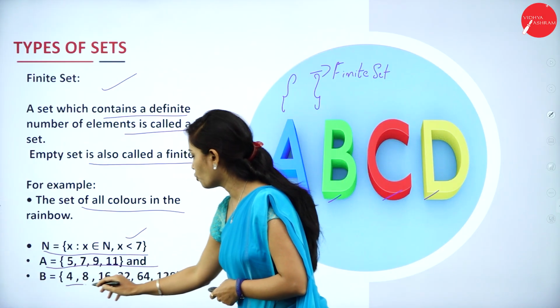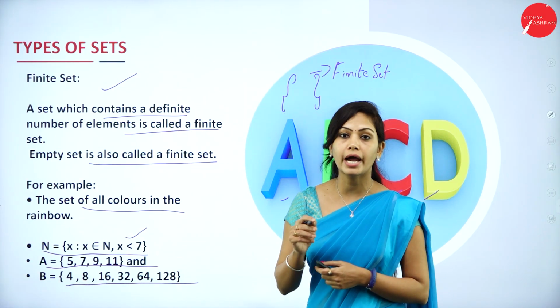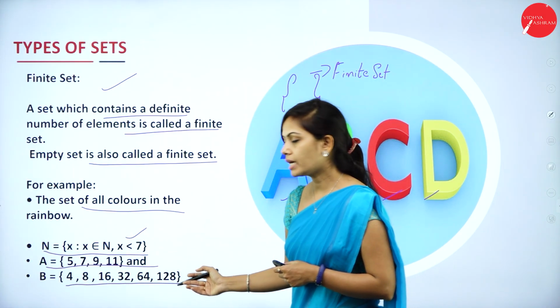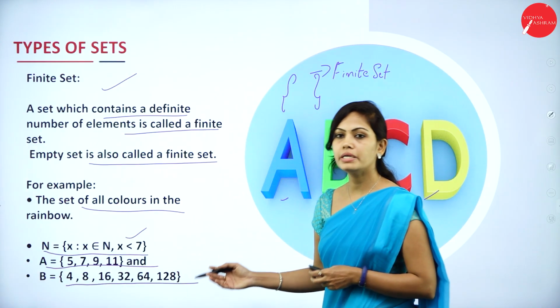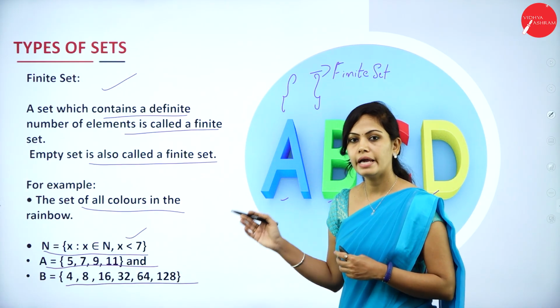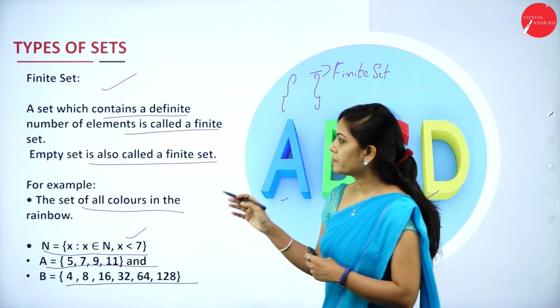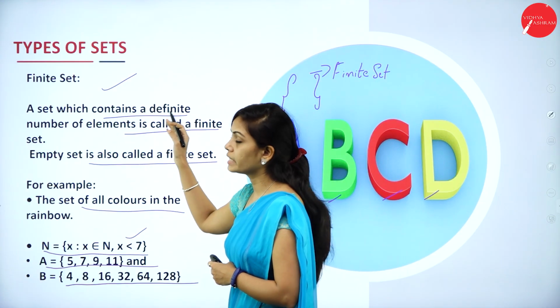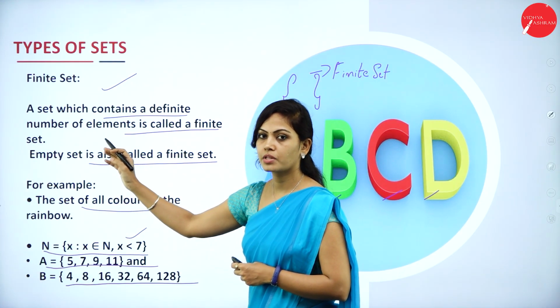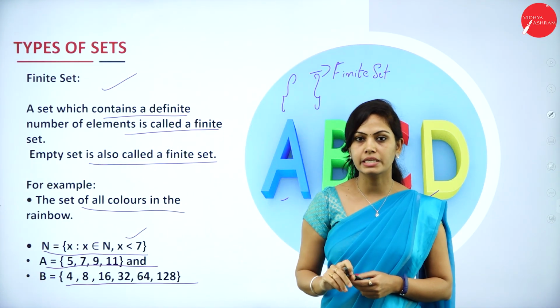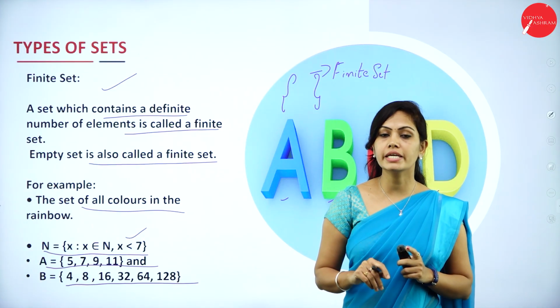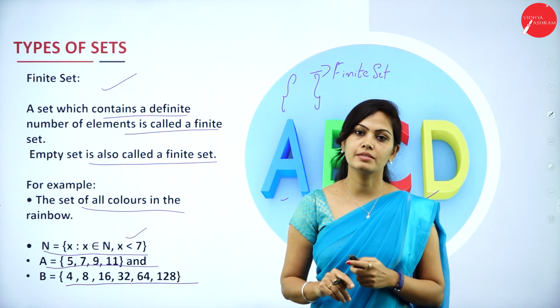And B is equal to 4, 8, 16, 32, 64 and 128. So easily I can count this number of elements, so I can call it a finite set. A finite set is a set which contains a definite number of elements. So a null set or empty set is also a finite set.